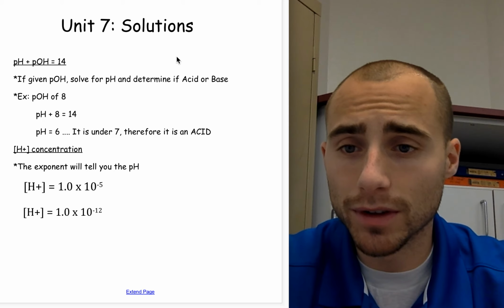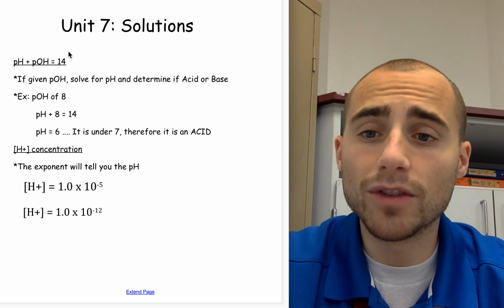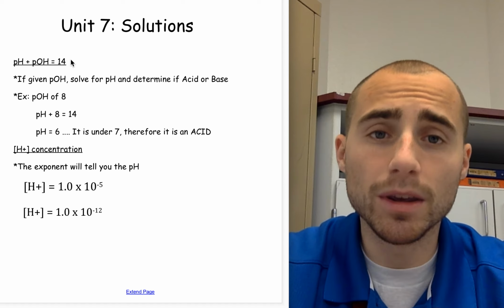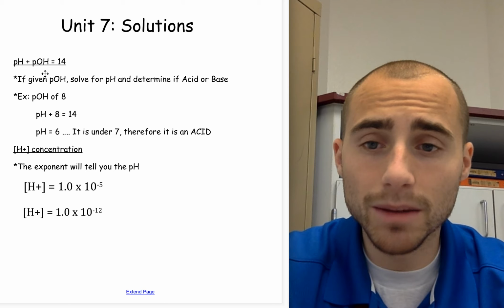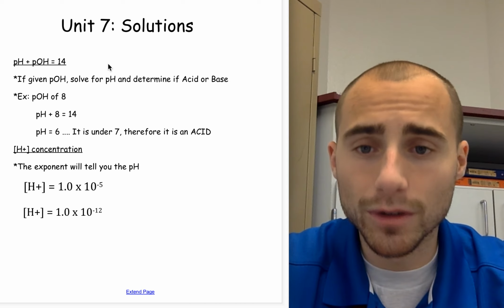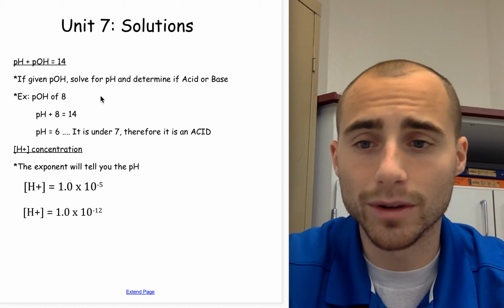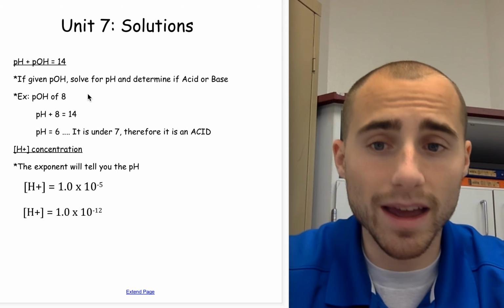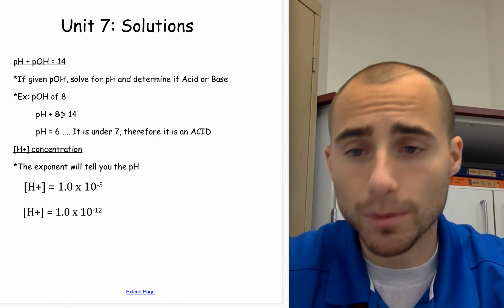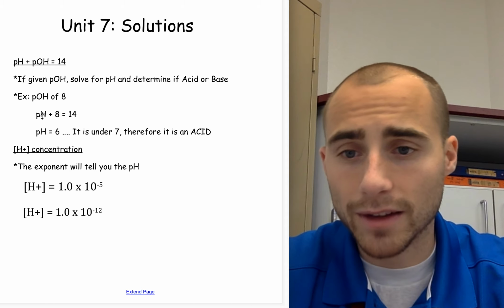Okay, pH versus pOH, or pH with pOH. The equation that you always want to look at is pH plus pOH equals 14, meaning if in a problem you are given pOH, then you solve for pH and then determine if it's an acid or a base. So example, if in a problem you have something that has a pOH of 8, what you need to do is plug 8 into that equation. So you plug 8 in for pOH and then solve for pH.